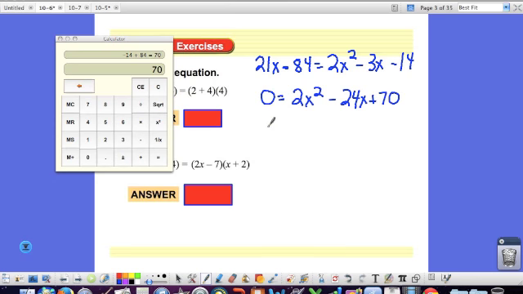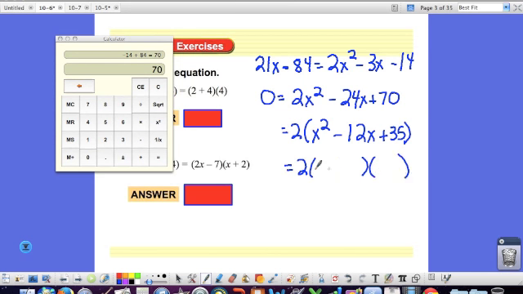I'm going to divide everything by 2. And I get x squared, factor out the 2, minus 12x plus 35. So now I need numbers that multiply to get 35 and add or subtract to get negative 12. And that's negative 5 and negative 7. So my x could equal 5 or 7.